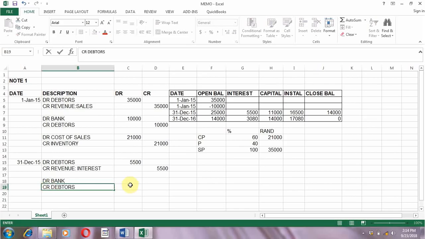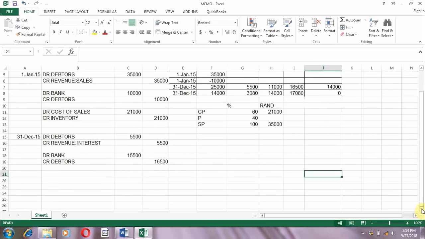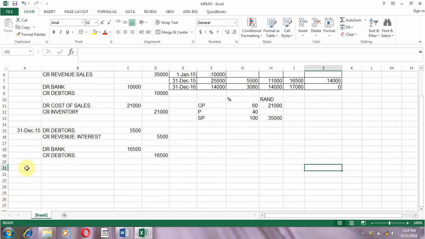And I know I have to account for my installment, and the installment is 16,500. I am done with my year end 31st December 2015, so I will now move on to 31st December 2016. There again, I need to recognize interest. I need to recognize that a payment is being received.